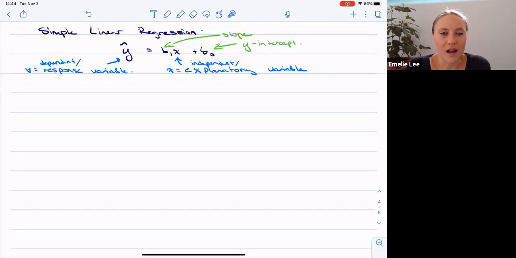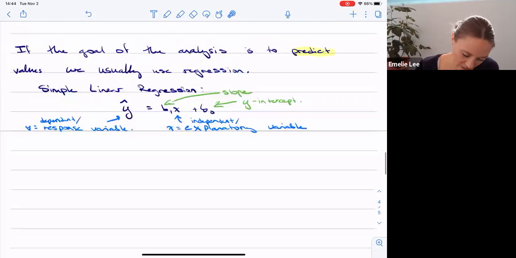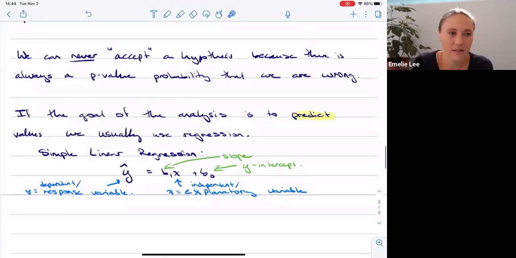So what I want to do is stop it there, but of course we could extend it to multiple explanatory variables, x1, x2, x3, x4, for as many as we want. And that's where we're going to pick up, I think.